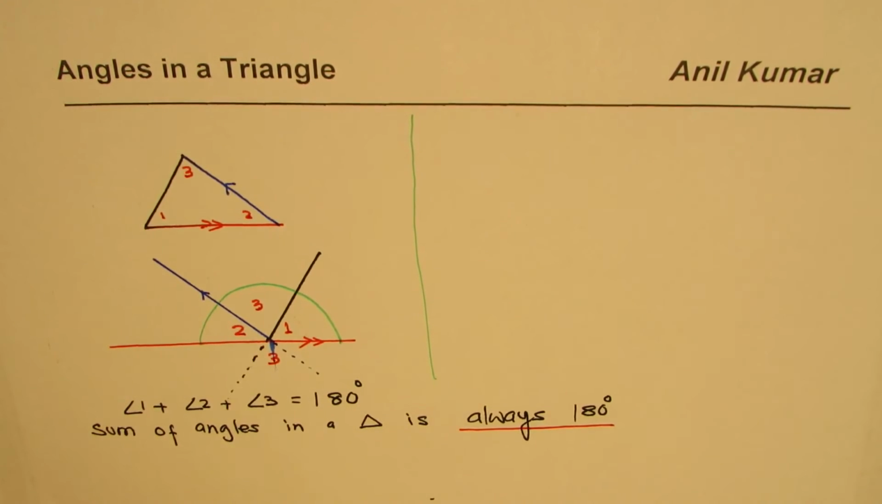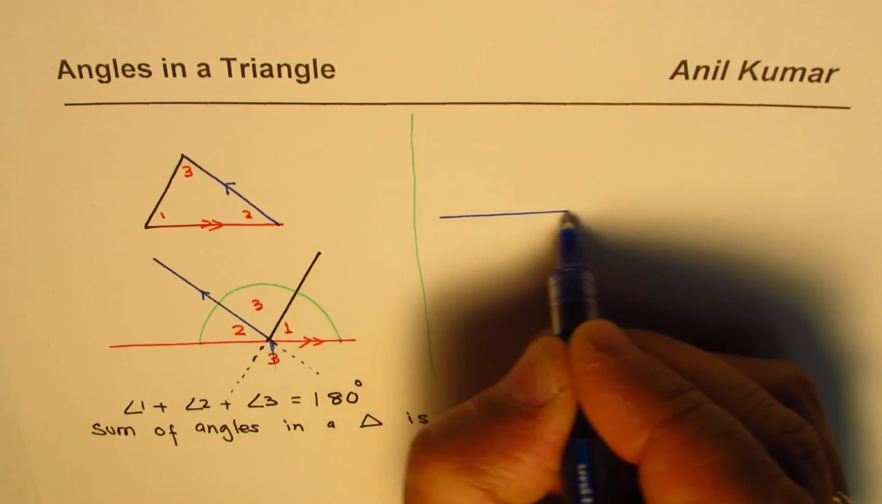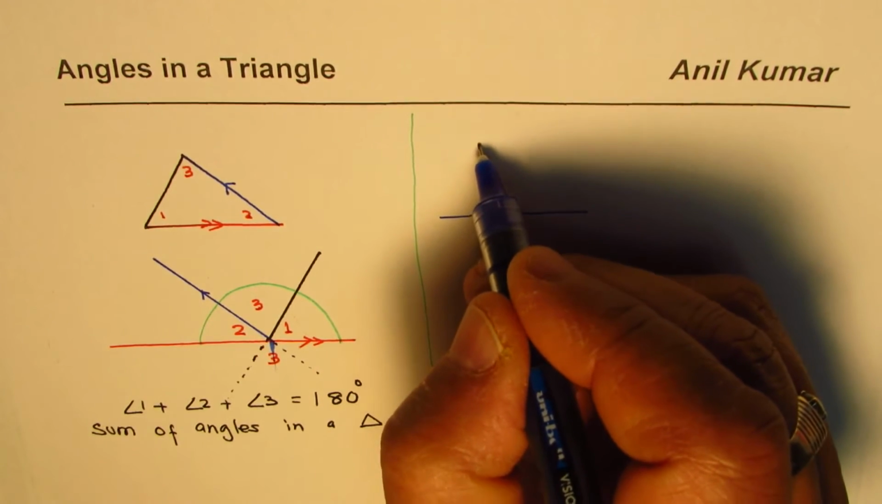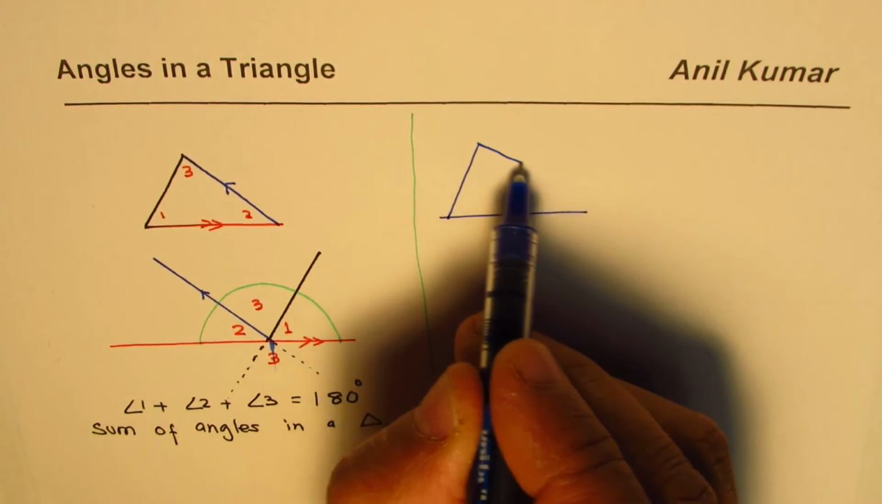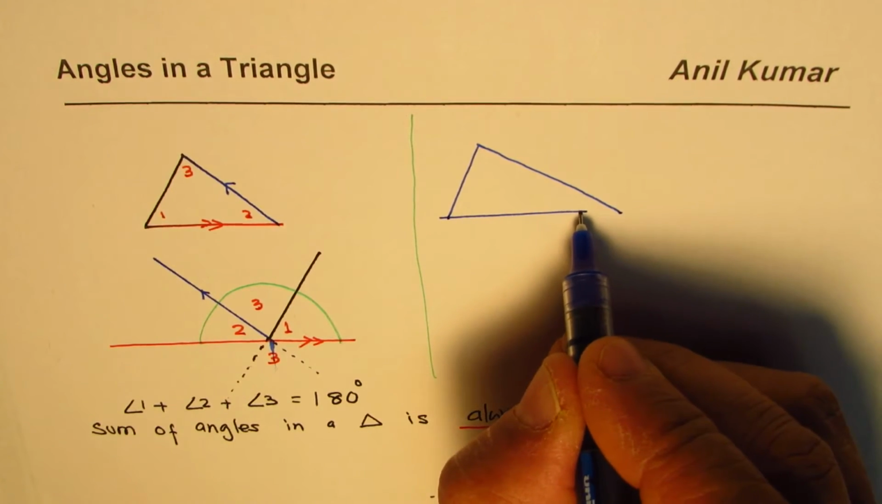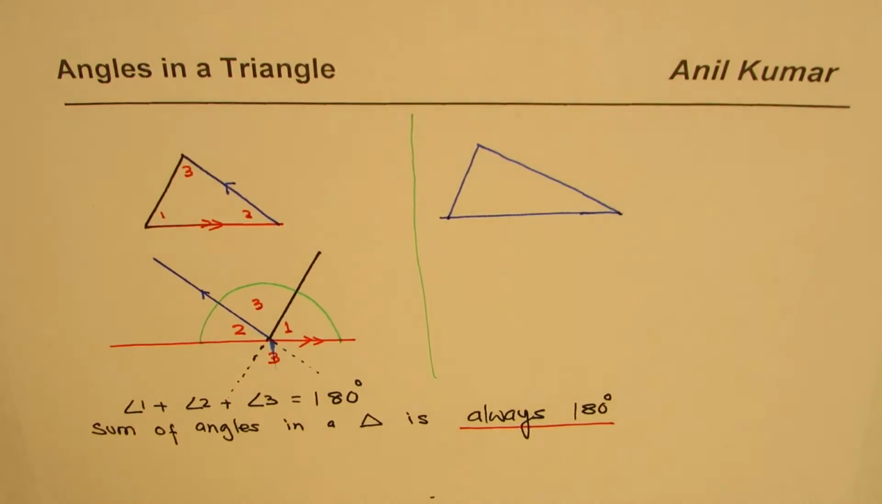So let me now sketch another triangle. So let us say we have a triangle here. Let me just sketch one. And we are actually not measuring, but I'm just writing a few angles. You need to find the other angles.